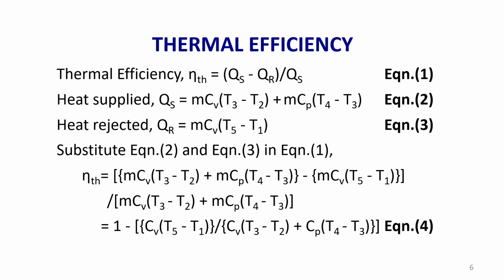In case of Otto cycle it is constant volume, in case of diesel cycle it is constant pressure, in case of dual cycle it is first at constant volume and second at constant pressure. With this background, let us derive the air standard efficiency of the dual cycle.